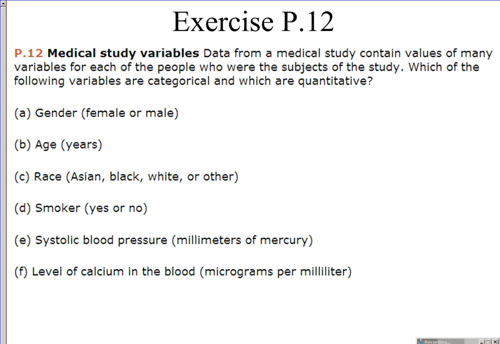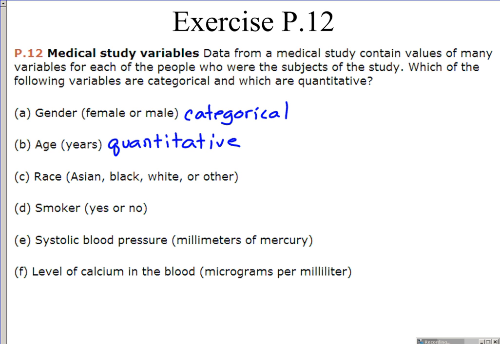Next example. Data from a medical study contain values of many variables for each of the people who were subjects of the study. Which of the following variables are categorical and which are quantitative? The gender of a person, whether they are male or female, we're putting them into a category of either being male or female, so that is clearly a categorical variable. Age in years. Well, age is represented by numbers, which have a definite meaning. So that is a quantitative variable.